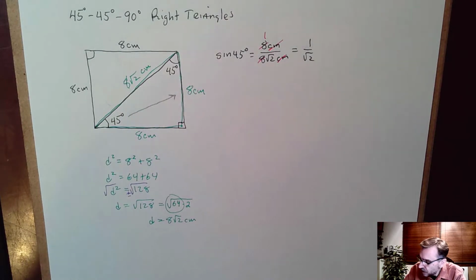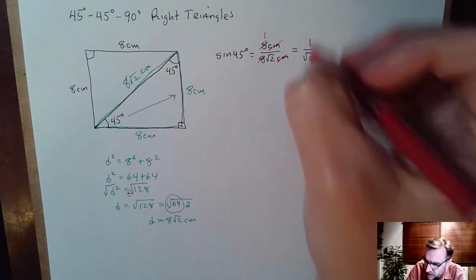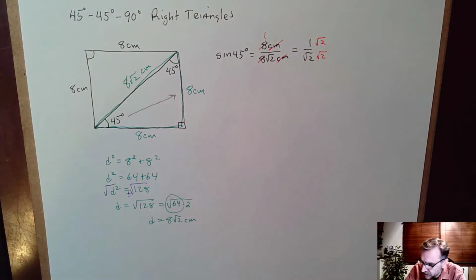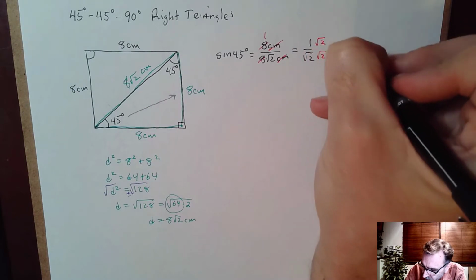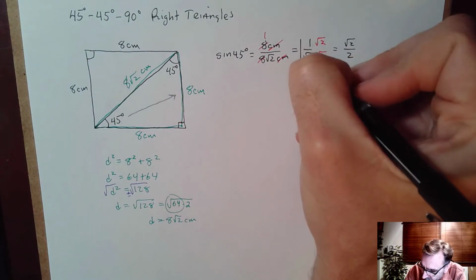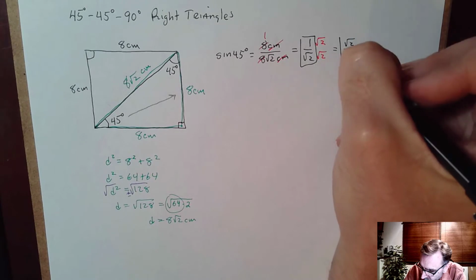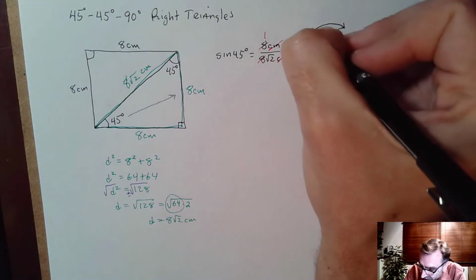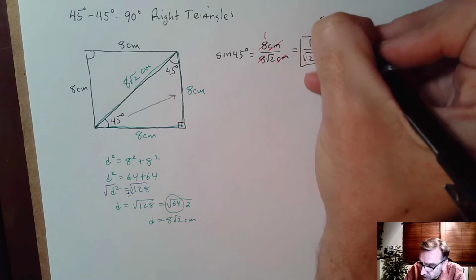Now, since this is one of the special angles that we're supposed to memorize, typically they want us to rationalize that, but rationalizing is optional. And we get square root of 2 over 2. So you might see sometimes 1 over square root of 2, and sometimes you might see square root of 2 over 2. Those are the same. You can check that on a calculator.